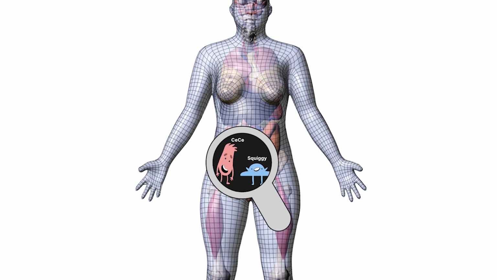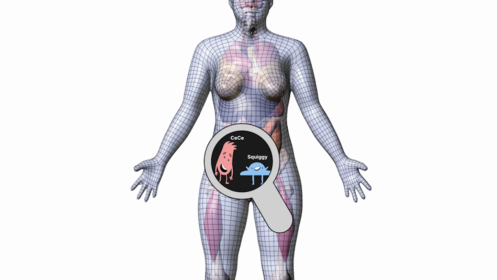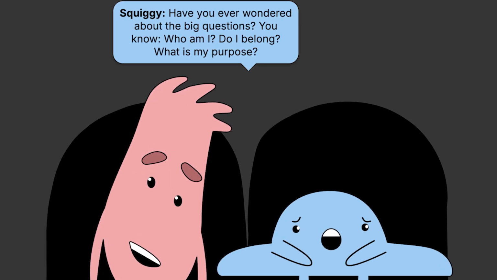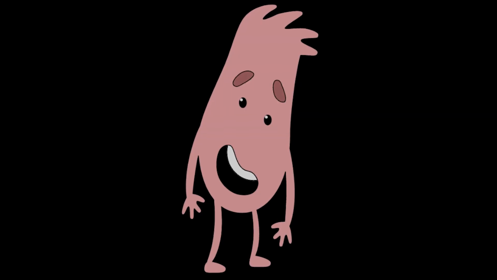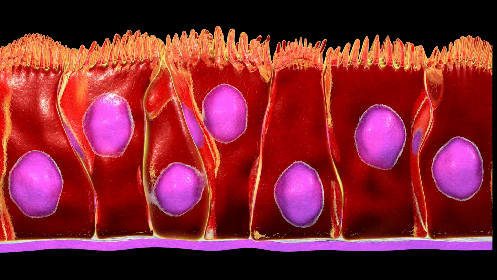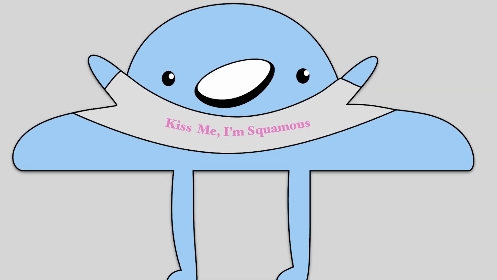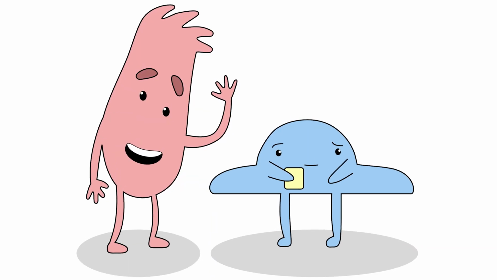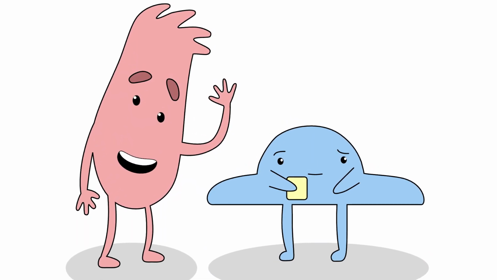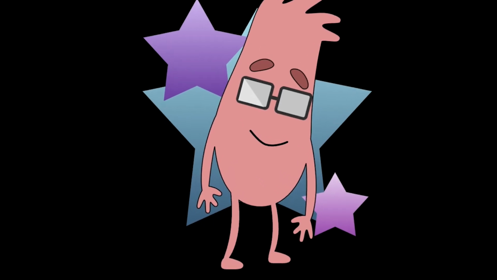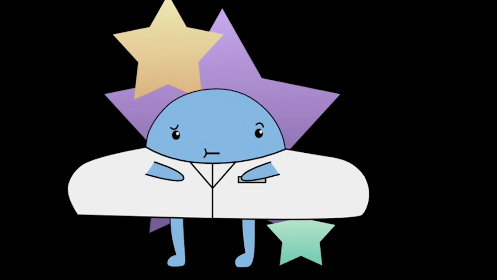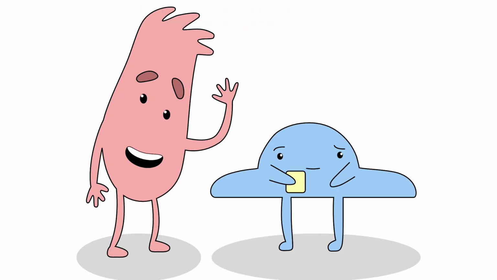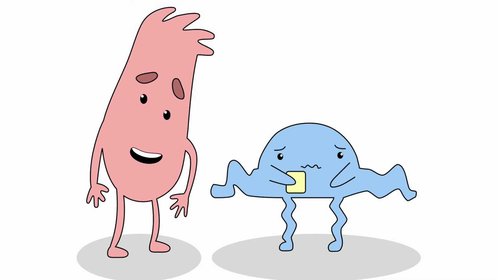Enter CeCe and Squiggy, two friendly cells that show how the HRA's tools can be used to solve some pretty important problems. CeCe is a ciliated columnar epithelial cell, and Squiggy is a simple squamous epithelial cell. Although they are best friends, their personalities are very different. While CeCe is bold, inquisitive, and optimistic, Squiggy dislikes adventure and is almost constantly worried. Their differences, however, make for an interesting dynamic.